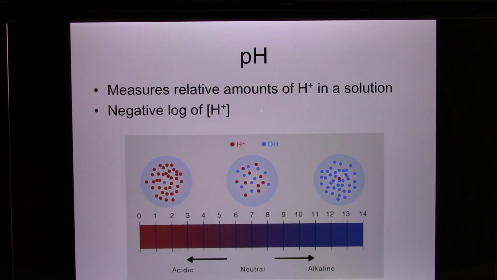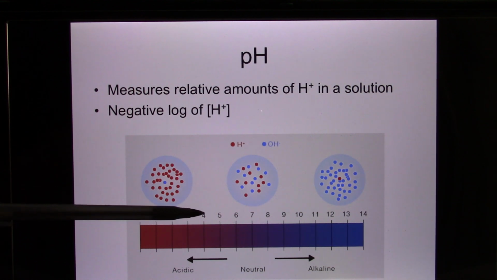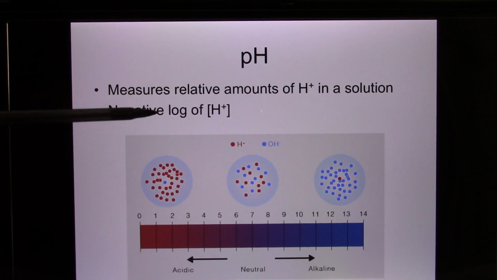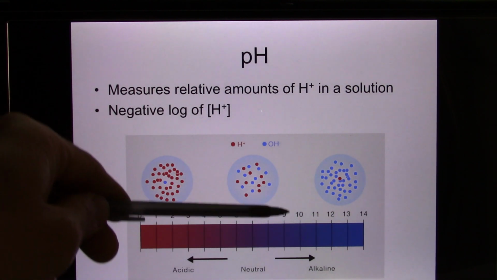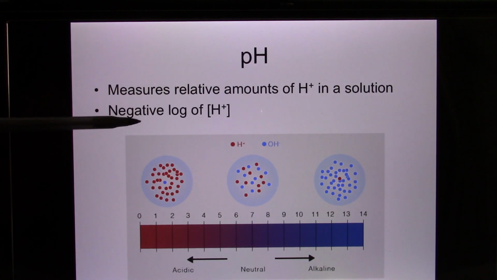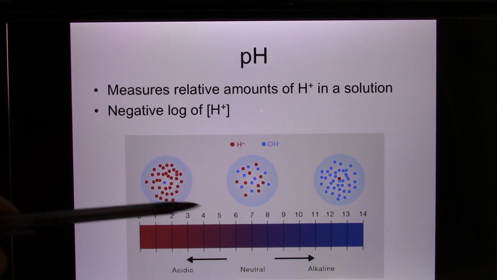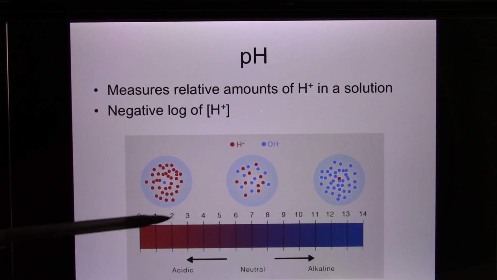And a way to measure how much H plus you have in the solution is pH. The definition of pH is the negative log of H plus, the concentration of hydrogen. So it's a log scale. And it depends on how much H plus you have. Because it's a log scale, it gives you a number from 0 to 14 based on the concentration. And because it's a negative log, the smaller the number, the more H plus you actually have. So the smaller the number, the more acidic, because there is more H plus.